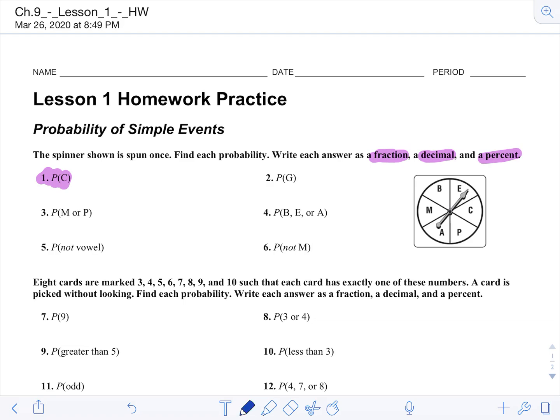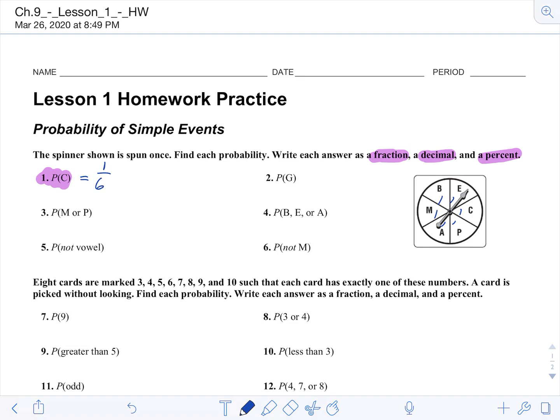So in this case, the probability of getting a C. Well, if I look at the spinner on the right, how many C's are on the spinner? Well, I see 1 C on the spinner, so that will be the numerator, 1. That's the number of favorable outcomes. The number on the denominator is how many options there are. If I count, I see there's 1, 2, 3, 4, 5, 6 different letters on the spinner, so that's my denominator, 1/6. That's my answer as a fraction.